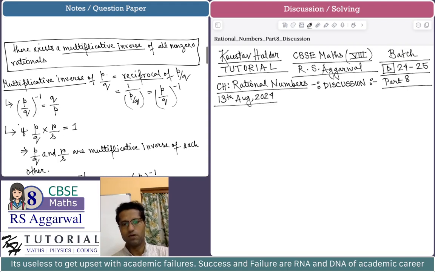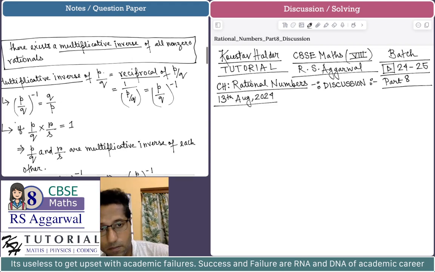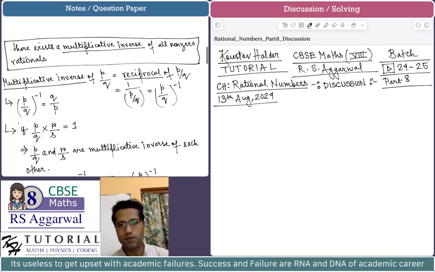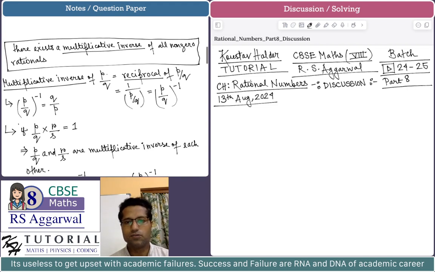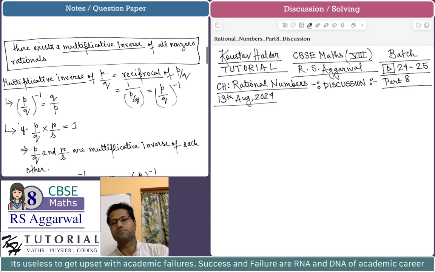This will be equal to q by p, but the reciprocal of any number is written with the number as the base and the power as minus 1. So the multiplicative inverse of p by q is equal to p by q raised to the power minus 1. It is a kind of exponential form. You have studied exponents in your previous class, where the base is p by q and the exponent or the index is minus 1.